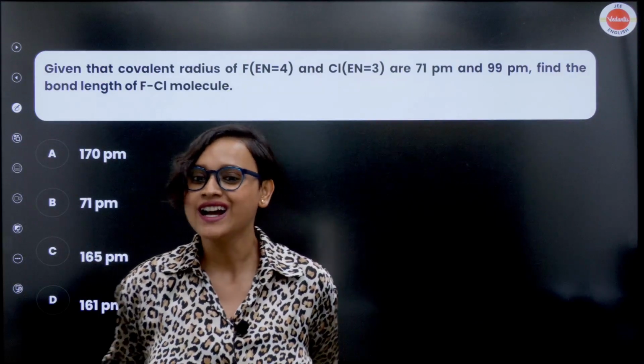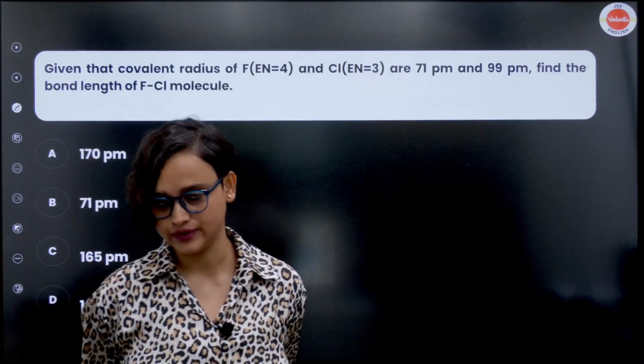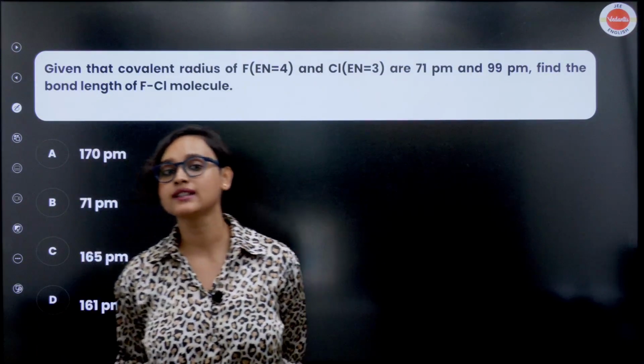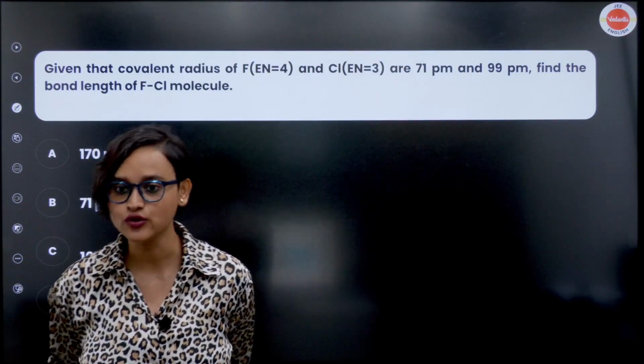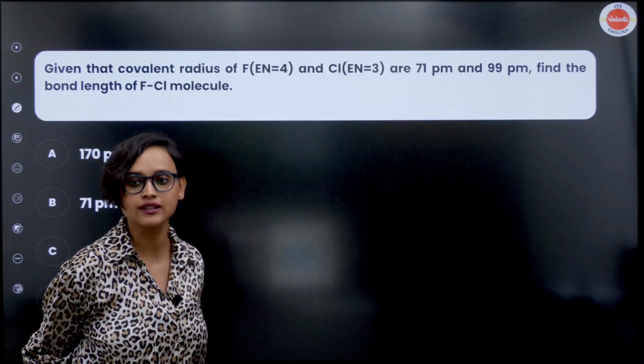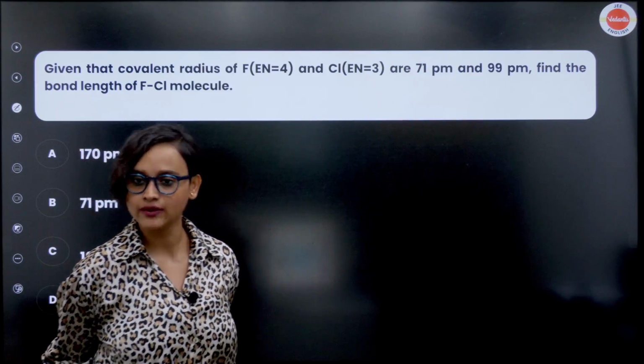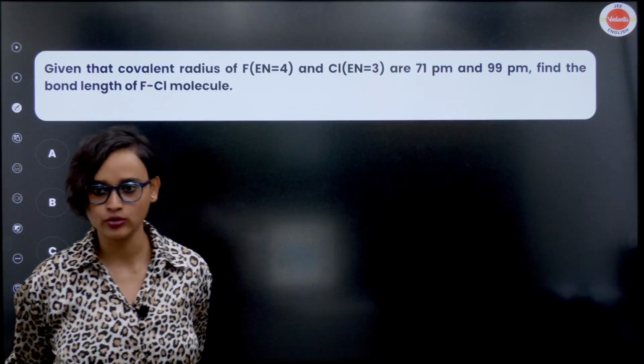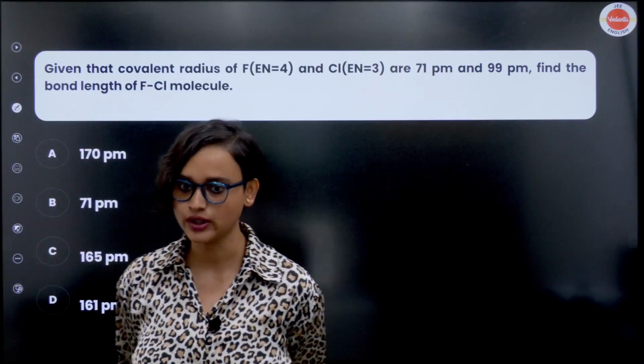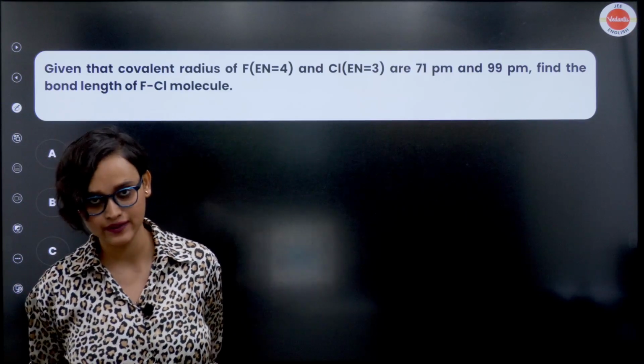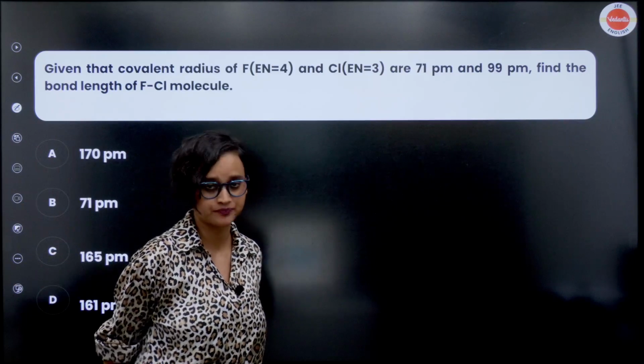Let's do a question here. Given that the covalent radius of fluorine, with electronegativity EN equal to 4, is 71 picometer, and chlorine, with EN equal to 3, is 99 picometer. These are the two radii that you have. Find the bond length of the FCl molecule.